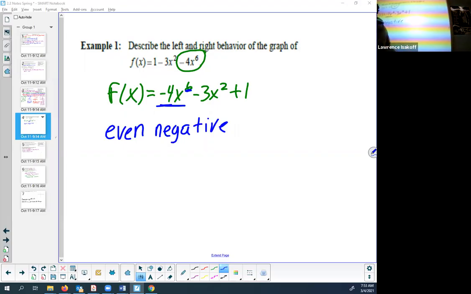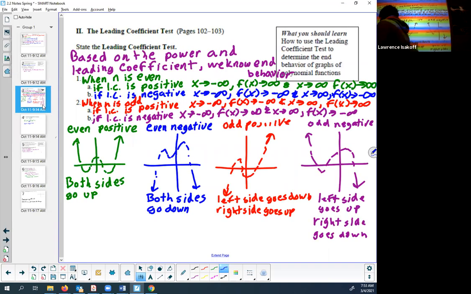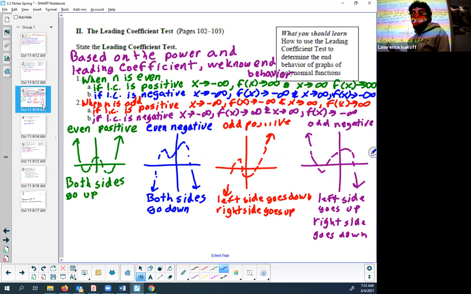If I look back, I'm even negative. Both sides should go down.